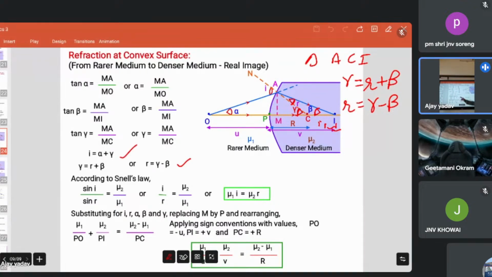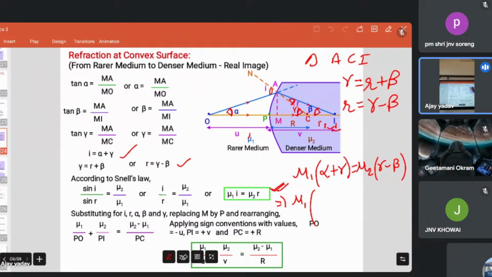Now we will put these in this equation. So mu1 I, what is I? I is alpha plus gamma, equal to mu2 R. What is R? Gamma minus beta. This is gamma minus beta. So we will solve this. What is alpha here? This is the alpha.